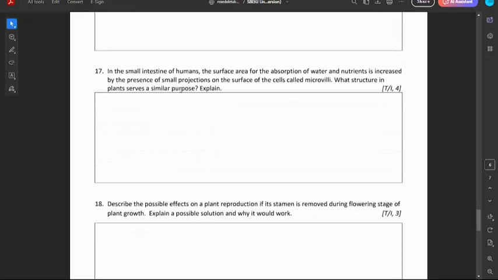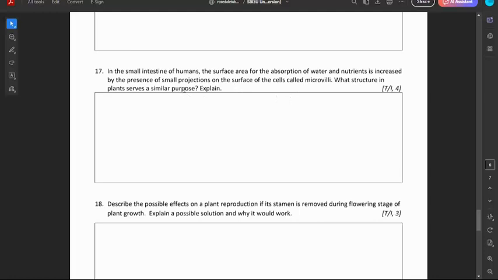In the small intestines, the surface area for the absorption of water and nutrients is increased by the presence of small projections on the surface of the cell called microvilli. What structure in the plant serves a similar purpose?